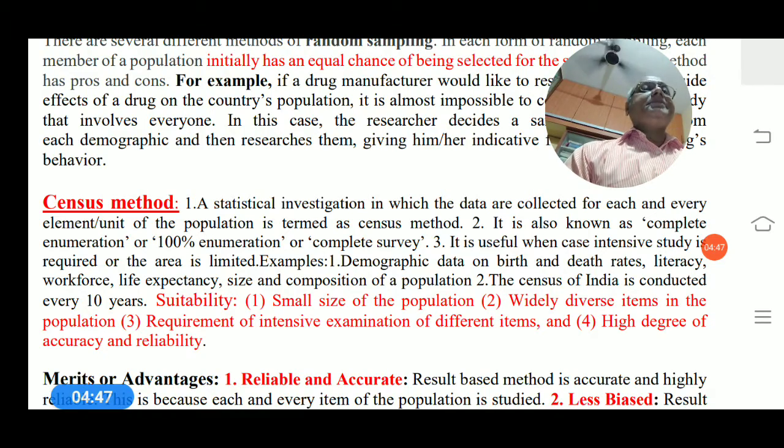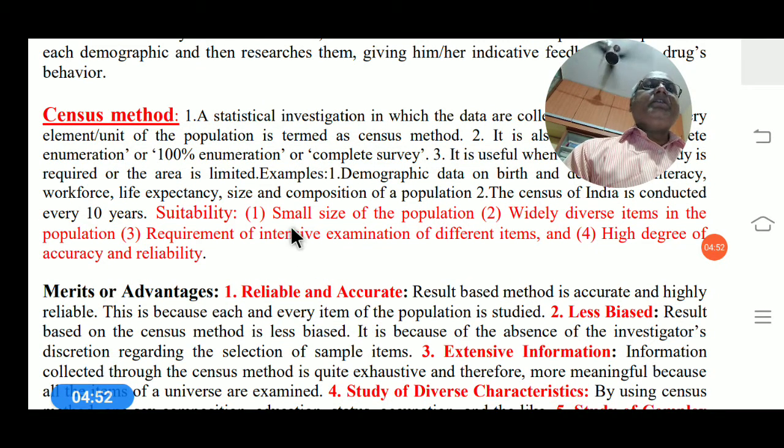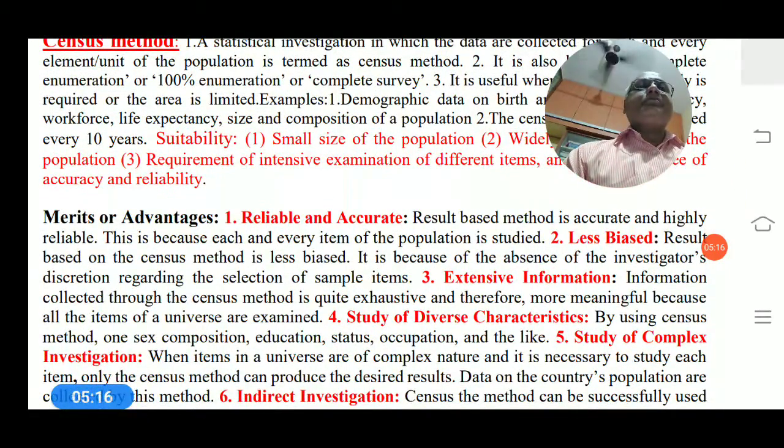What is the suitability of the census method? This is the most important point here. A small size of the population is the most suitable for the census method. Then, widely diverse atoms, the particular objects or units in the population. This is the second part. And third is the requirement of intensive examination of different atoms and a high degree of accuracy and reliability. This is the most important part in the census method.